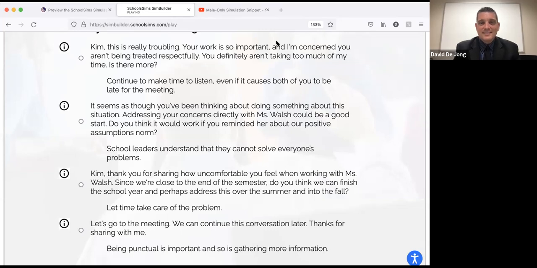Or 4, let's go to the meeting. We can continue this conversation later. Thanks for sharing with me. All right, you may vote again. All right, 9 people have already voted. That's awesome. And we have 3 different choices. This is fascinating to me. People from all over the country and the world are voting in on this.